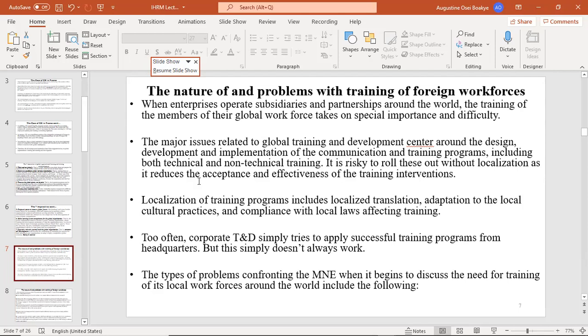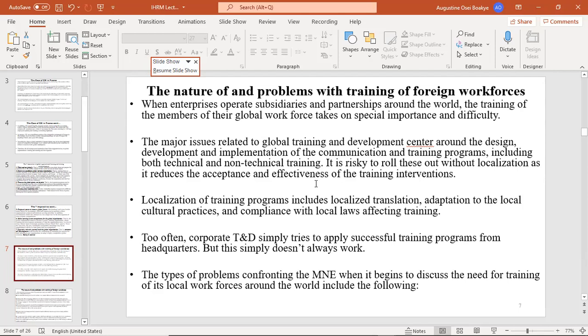Too often, corporate training and development simply try to apply successful training programs from the headquarters. So this is how we've been doing it in the parent company or at the headquarters. Therefore, immediately it comes into our mind that there is the need for us to administer a training program in our various subsidiaries. Then directly, they pick it wholesale and implement it over there. And this is likely to face a lot of acceptance problems and effectiveness problems when it comes to the implementation outcomes.